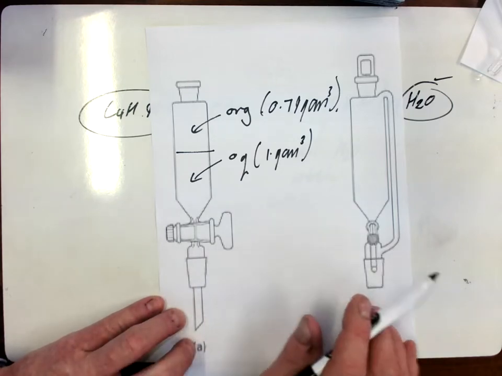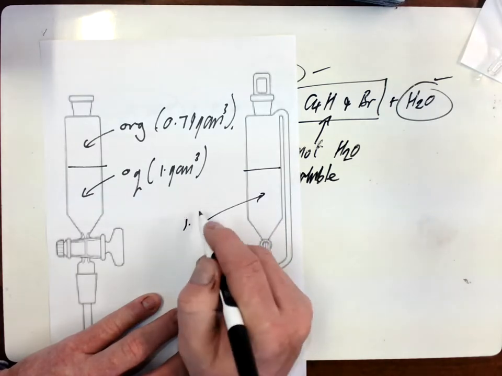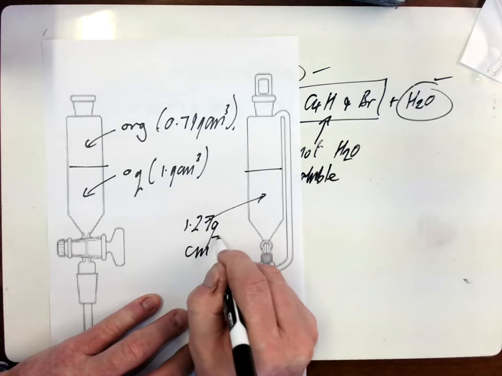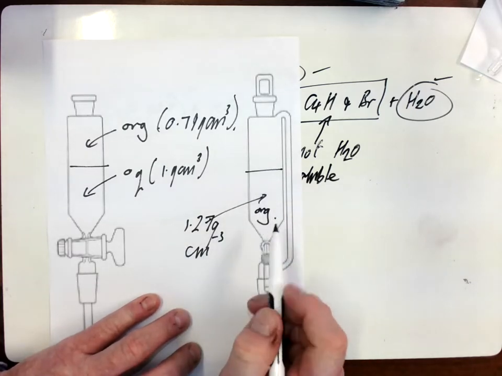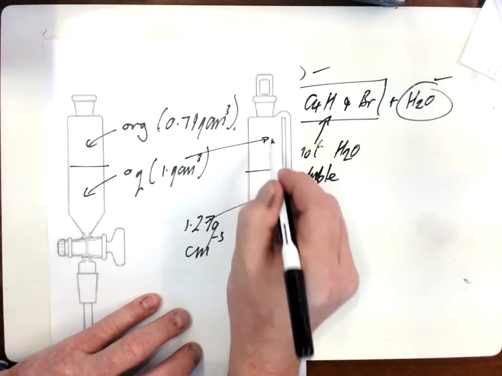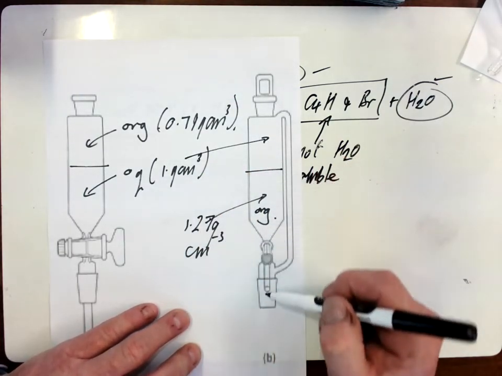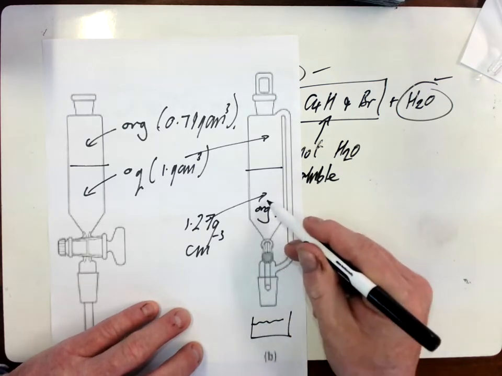The actual density of the 1-bromobutane is 1.27 grams per cubic centimetre. So in actual fact, in this instance, your organic layer will be on the bottom and your aqueous layer would be on the top. And then you simply run this through and you collect your desired layer, the lower one.